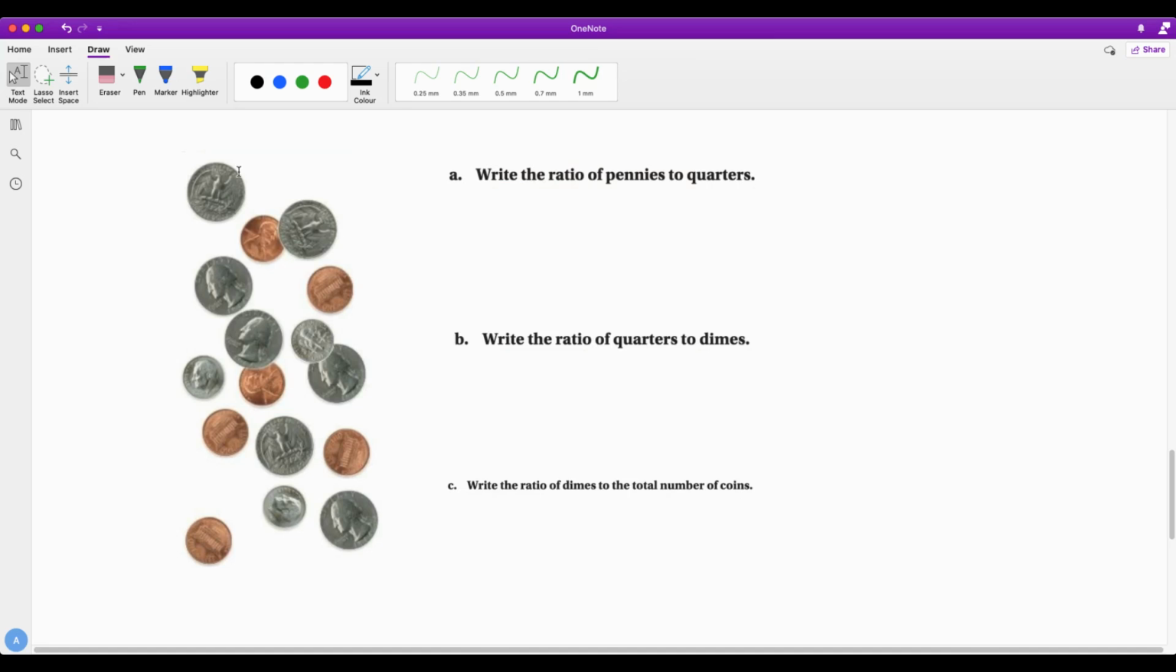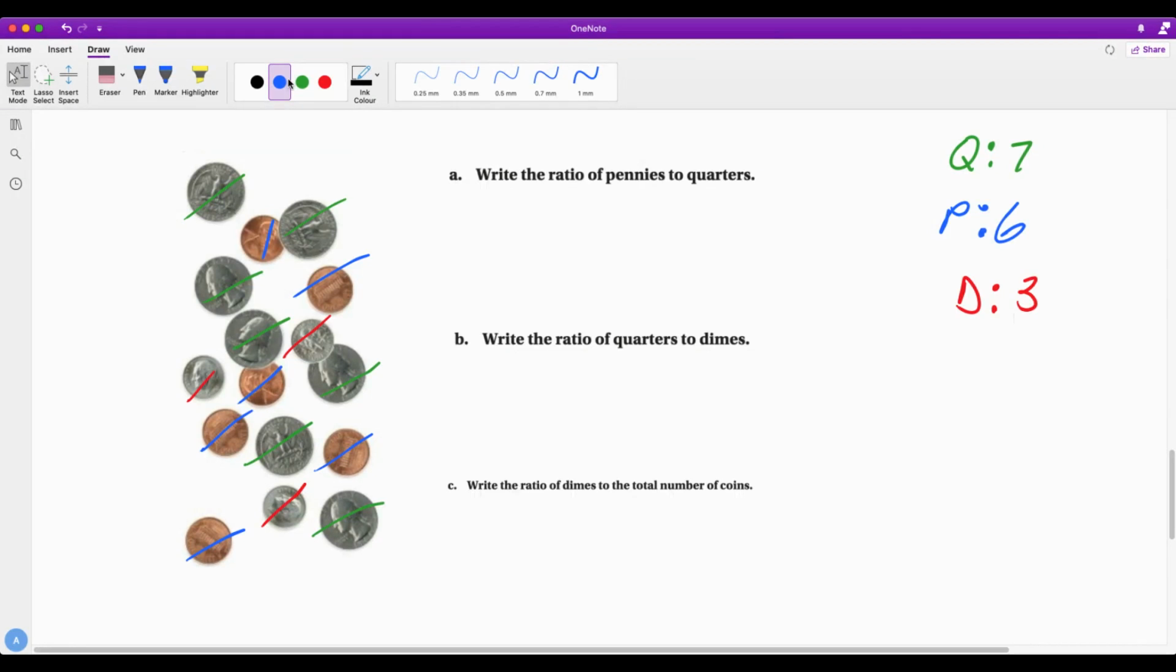All right, so here, we're given all these different coins off to the side, and then we're given these questions to work with. So I'm going to write how many quarters I have. I'm going to count them: 1, 2, 3, 4, 5, 6, 7. So I have 7 quarters. Then, how many pennies do I have? I have 1, 2, 3, 4, 5, 6 pennies. And then how many dimes I have: 1, 2, 3, so I have 3 dimes. All right, so now let's go ahead and answer these questions.